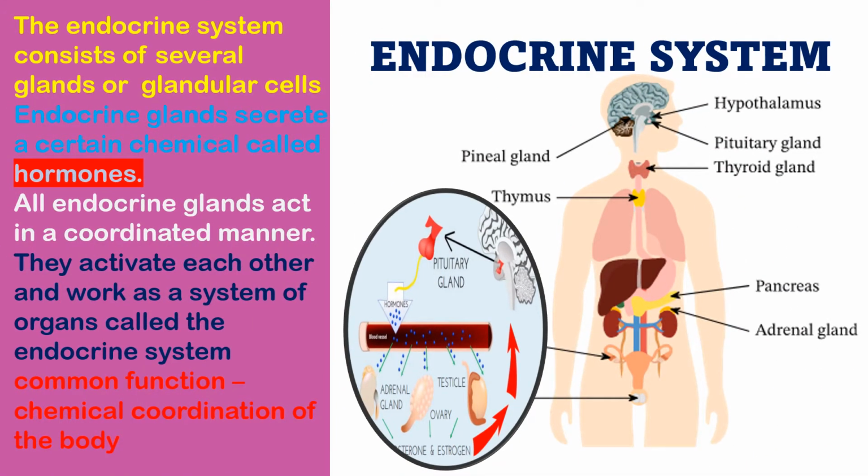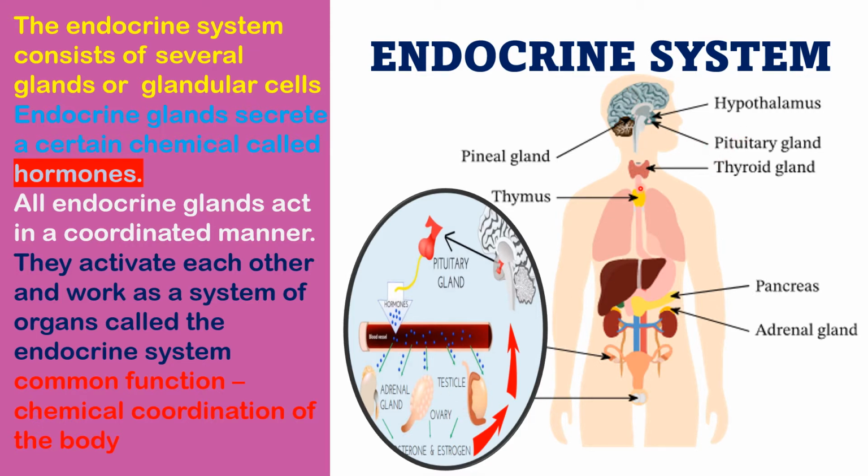Dear children, do you know from where hormones or chemical regulators are produced in our body? Hormones are produced from several glands or glandular cells present in our body. These glands or glandular cells we call endocrine glands. Endocrine glands secrete certain chemicals called hormones.